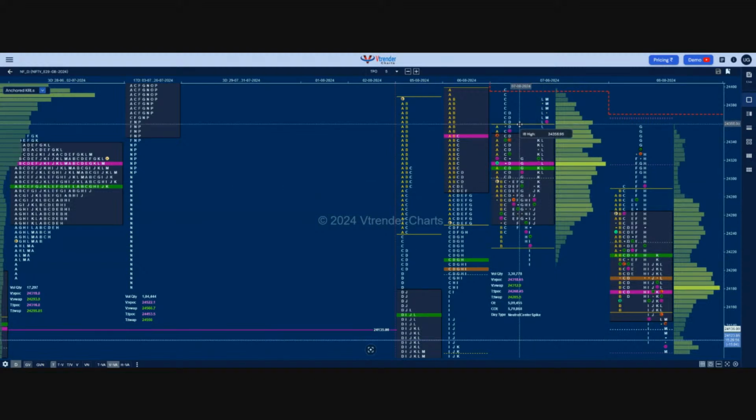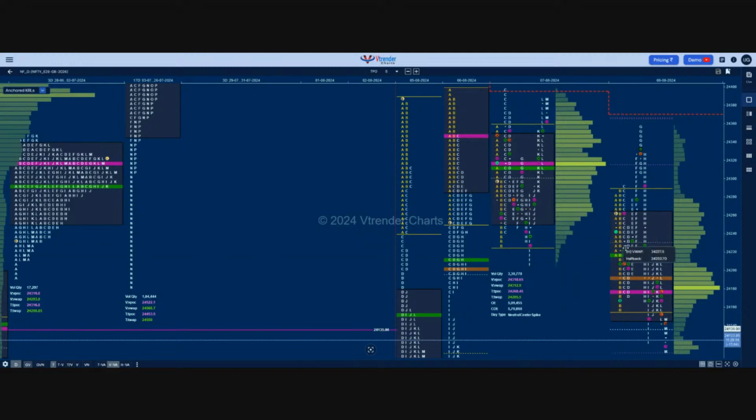In fact, in case we would have opened above this, then we would have looked for a negation of this failed auction and then the 24485 objective. But because we were below this, this was more considered to be that we are going to test this FA and we will need to see what the order flow shows us when it comes there.